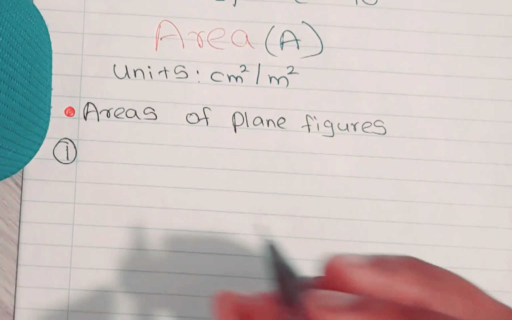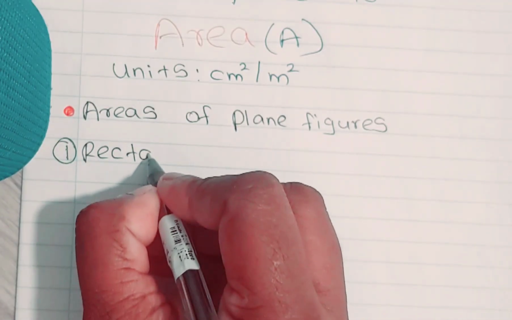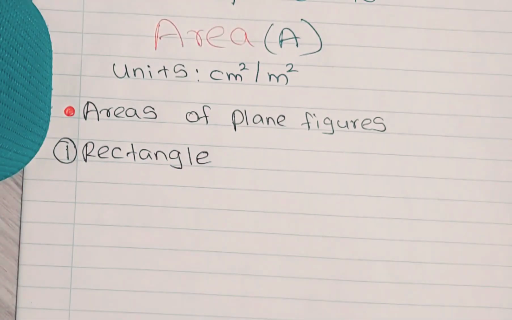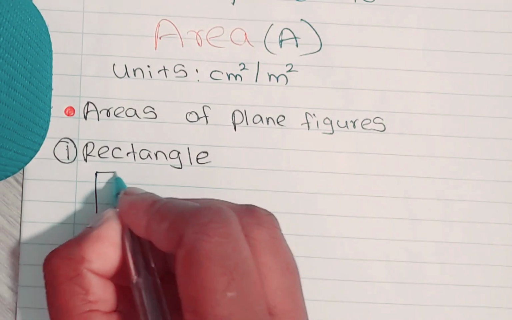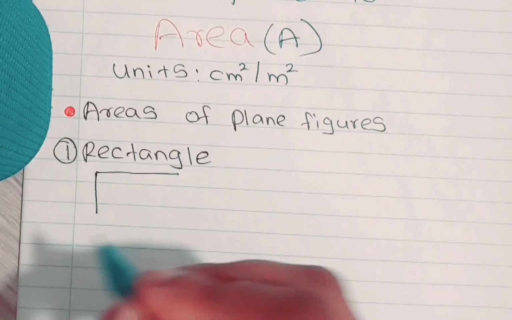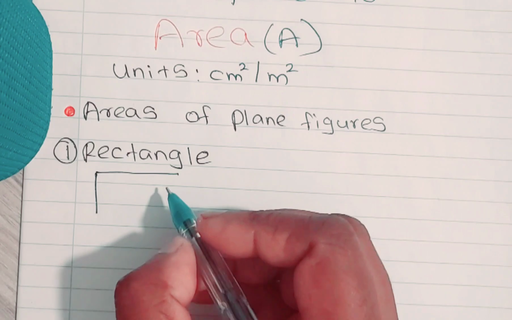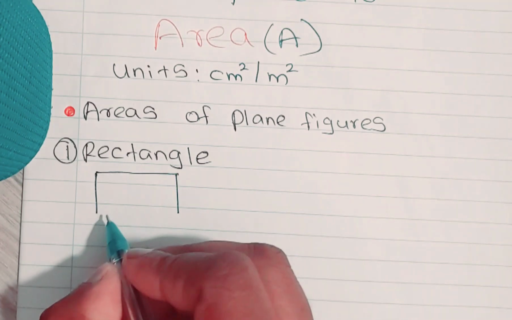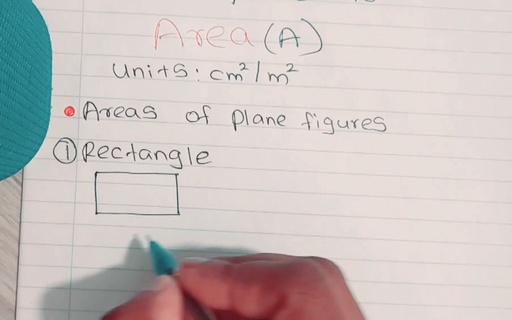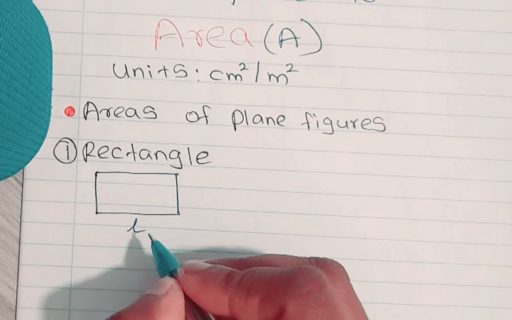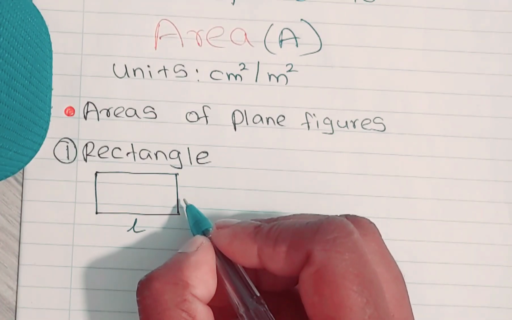First plane figure is what? That is rectangle, right? So the rectangle means like this. I am drawing without the ruler because it is familiar to me now, but you have to use the ruler and draw the figures, it's better. So when I am drawing the rectangle like here, the longer side is length and the smaller side is width, or otherwise breadth.